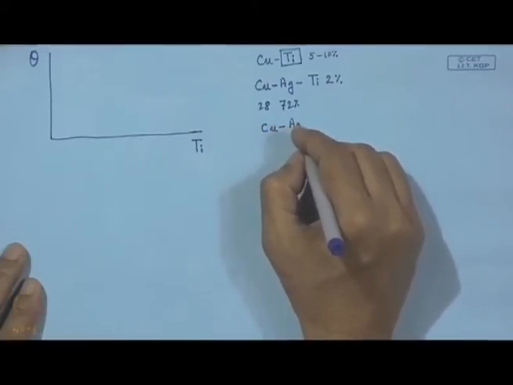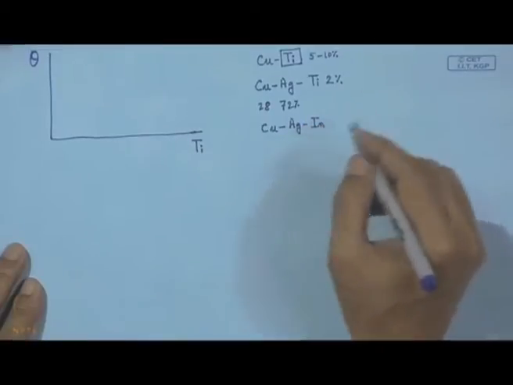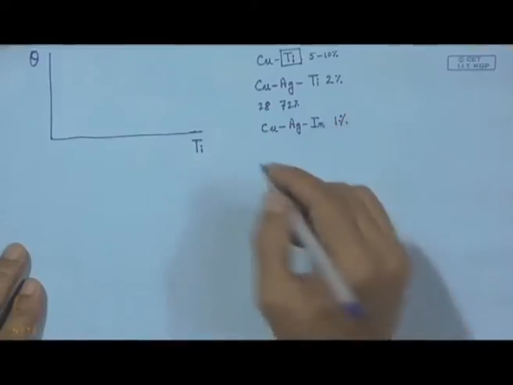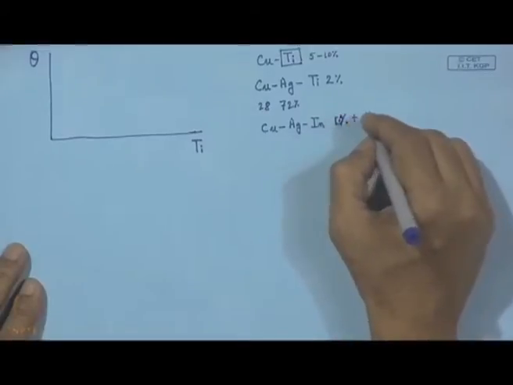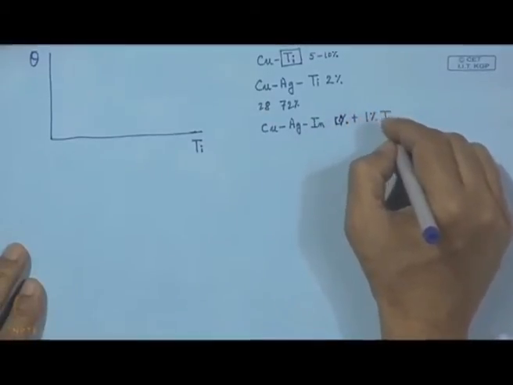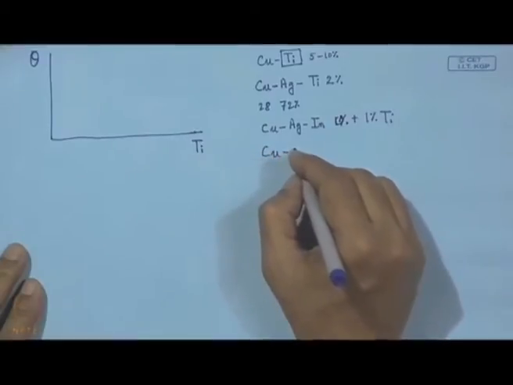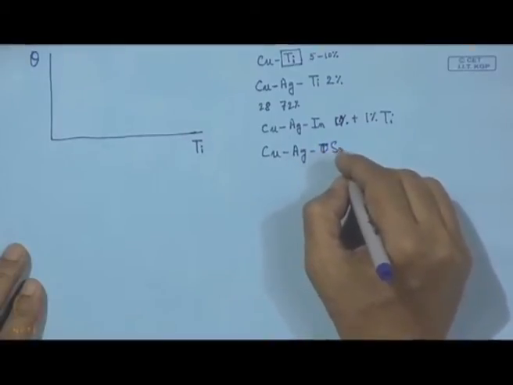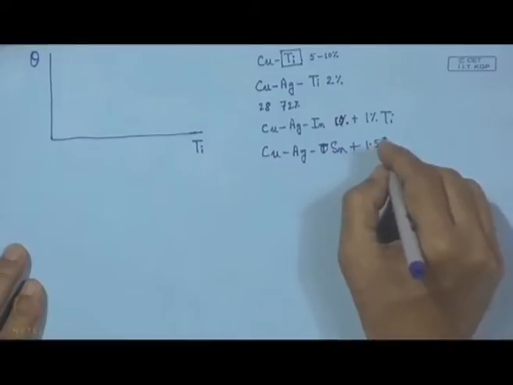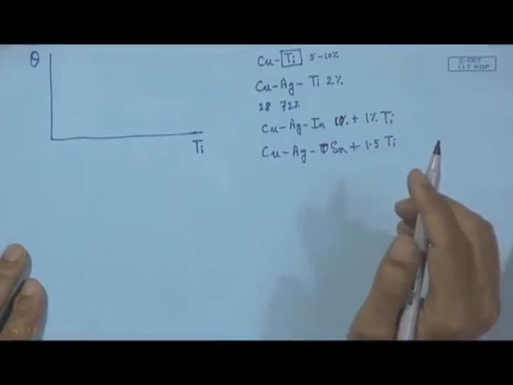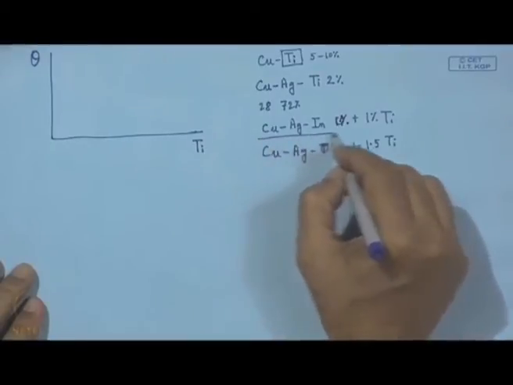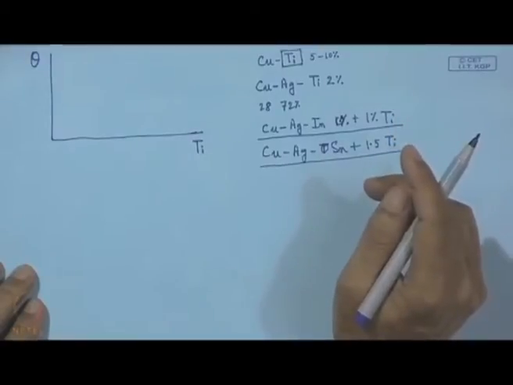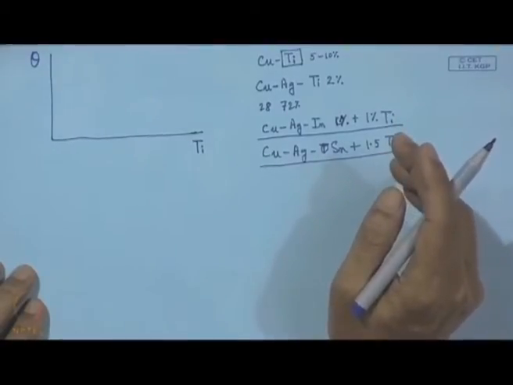But when we use copper, silver, indium, this can be reduced to around just 1% titanium. Similarly, we can achieve such a good result with tin with just 1.5% of titanium. So, this is not the only issue; at the same time the temperature required to promote wetting can also be reduced.